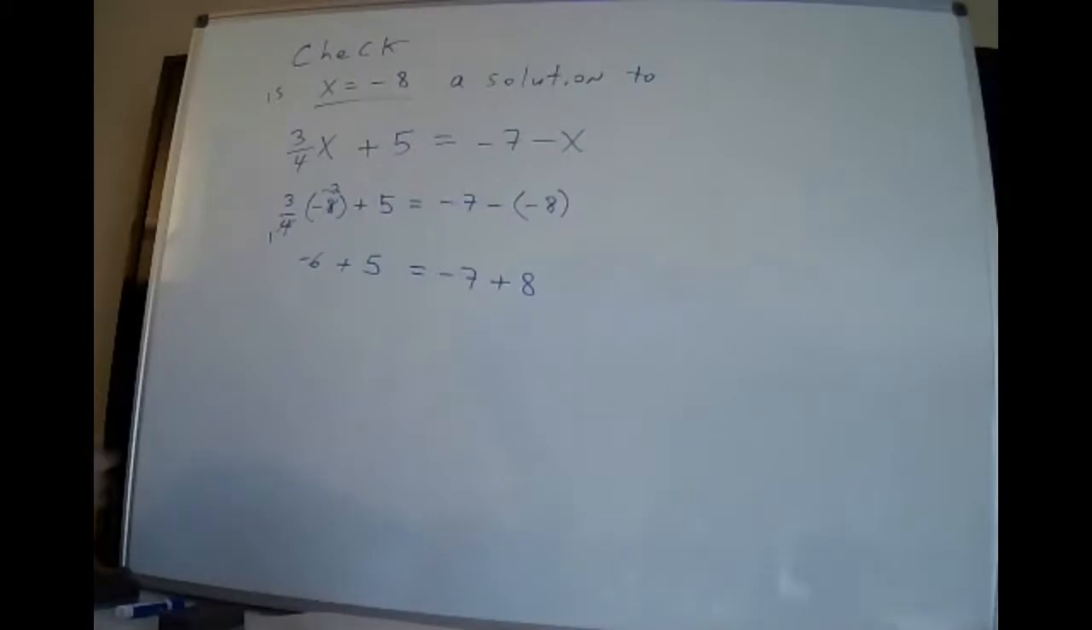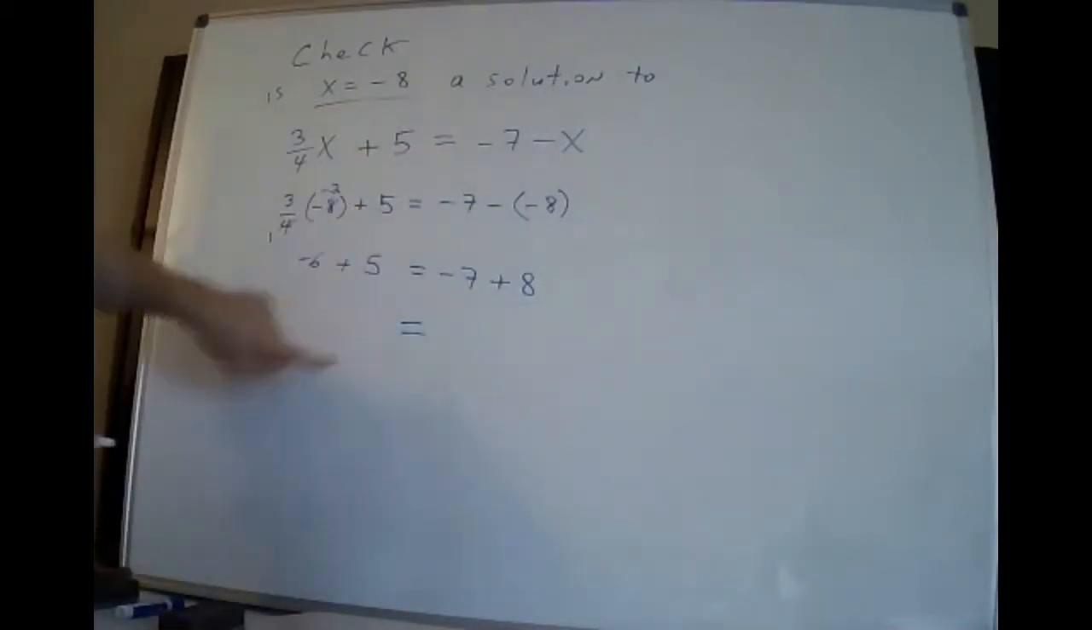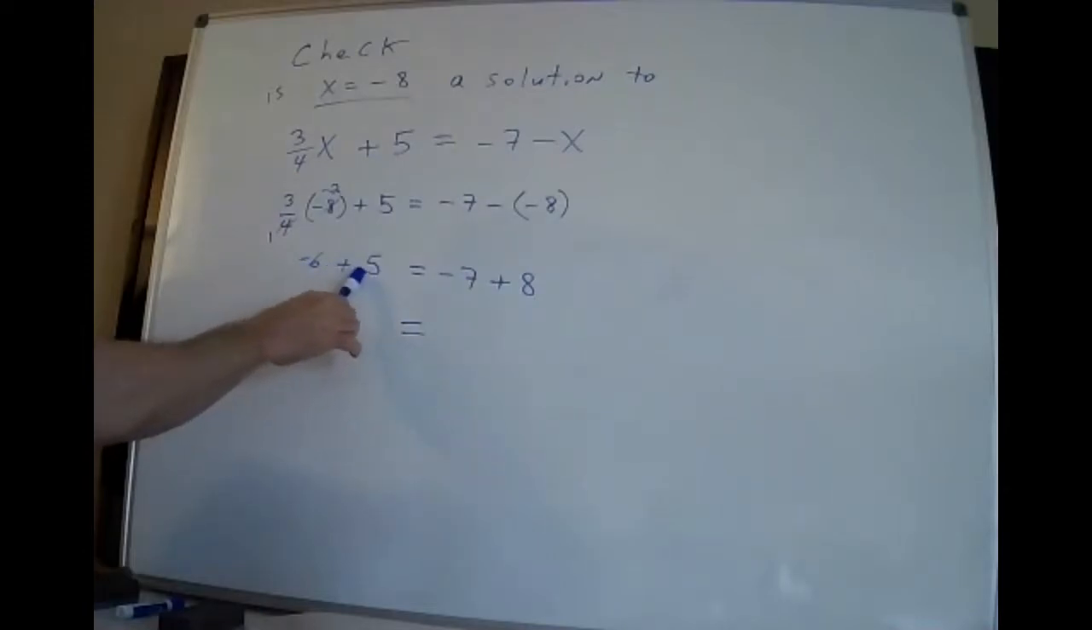Ooh, it looks like they might be the same. Keep the equal in the middle. You owe me 6, you pay me 5. You still owe me 1.